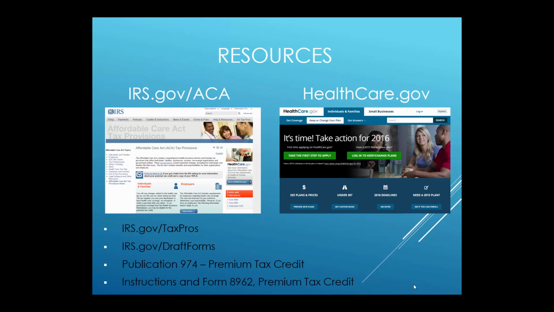Now here are some resources. These are the best sites to get information about the healthcare laws. Both irs.gov/ACA and healthcare.gov. The IRS site has information for tax professionals on the Tax Pro page. The draft forms will be available. There's also Publication 974 that'll help with questions on premium tax credit. And please get the instructions and the Form 8962 to help answer any questions.